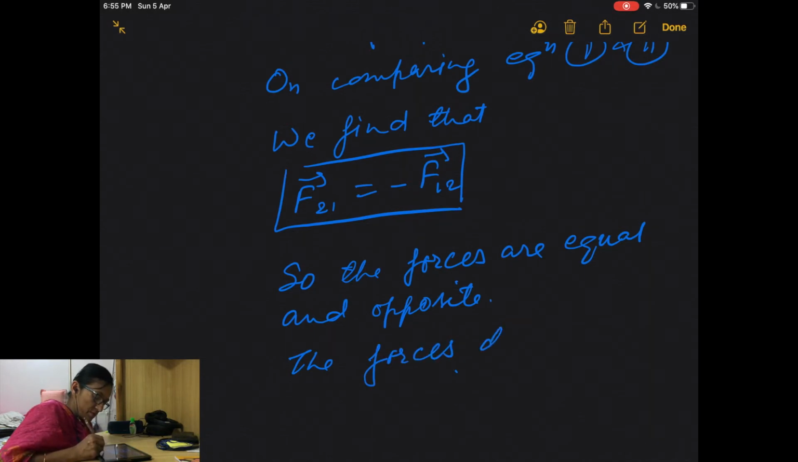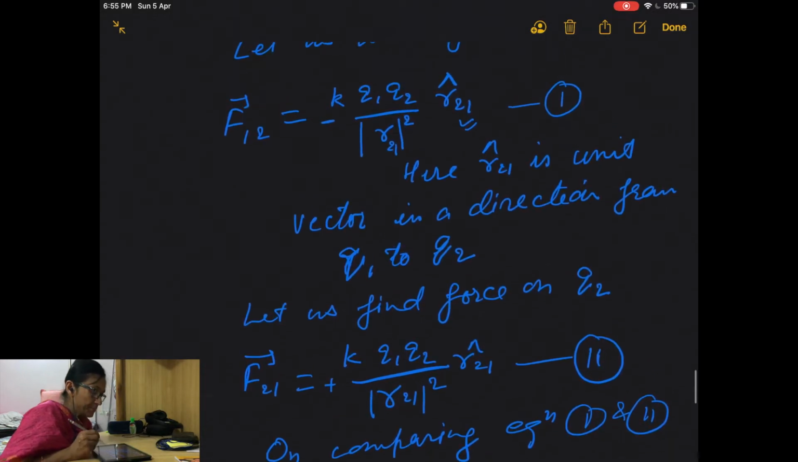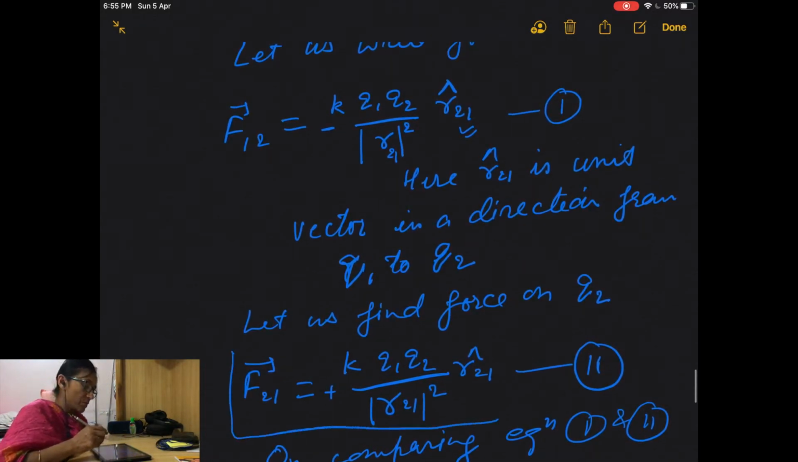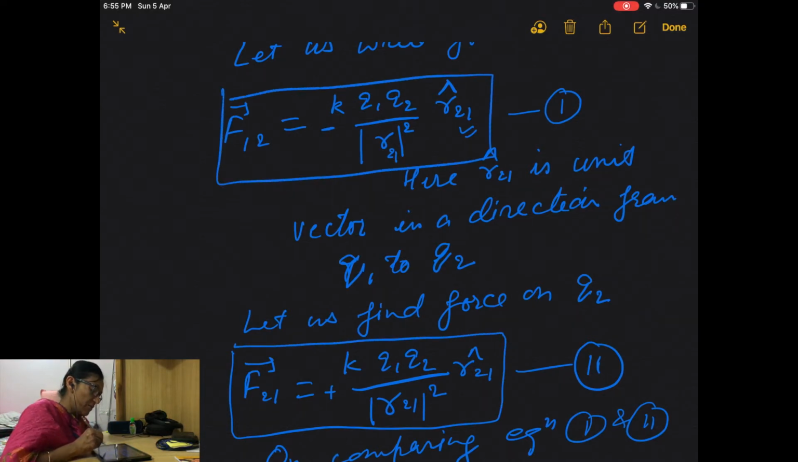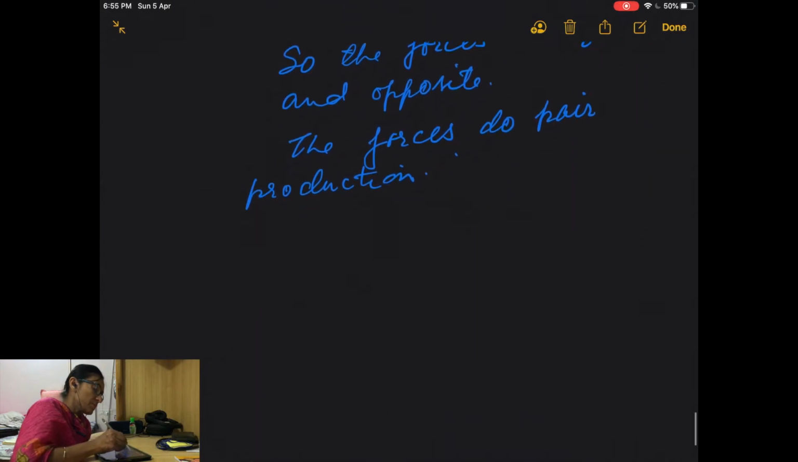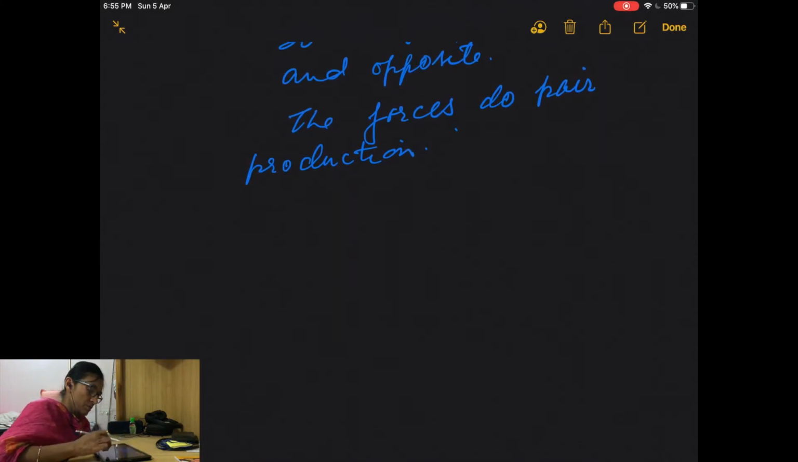The forces do pair production. Okay, so this is the vector form. And which vector form? This is the unit vector form.